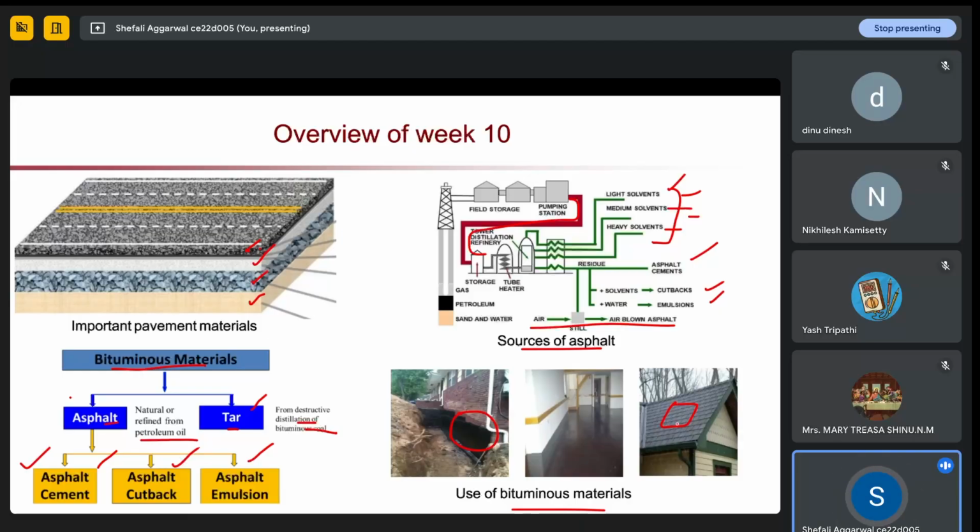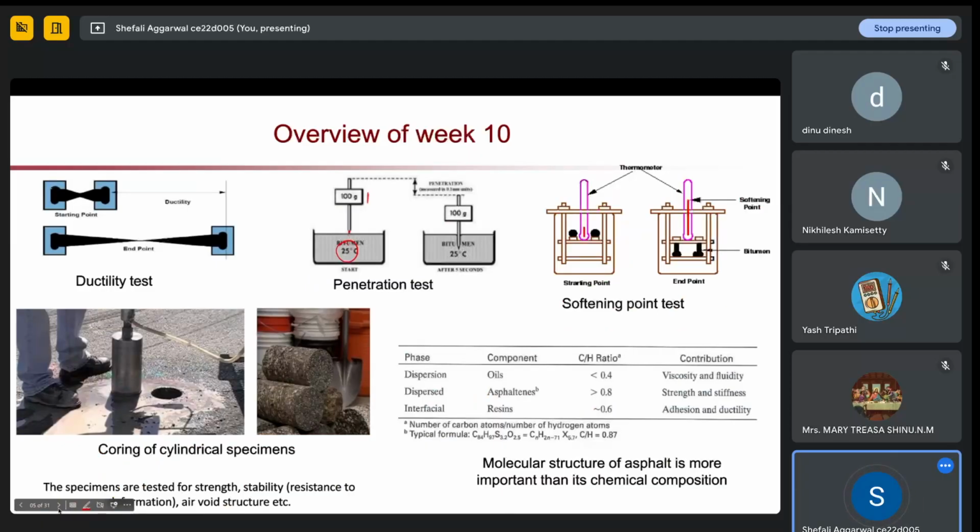So we can use bituminous material as waterproofing, and we can use it as damp proofing, normally in bathrooms and outside. Under the foundation itself, when we are putting up a wall, before that we will put these asphalt cements, and they can be used for flooring material also. So these are a few examples where bituminous materials can be used.